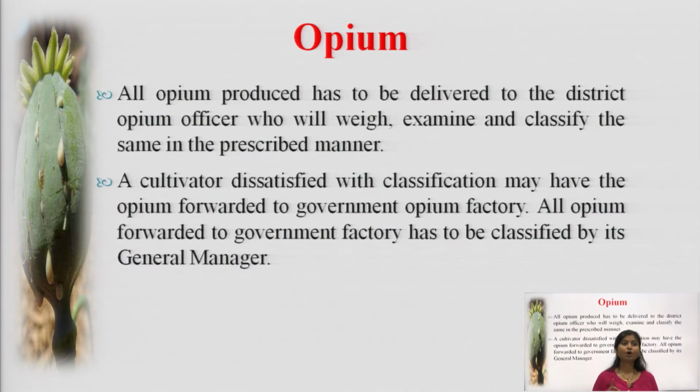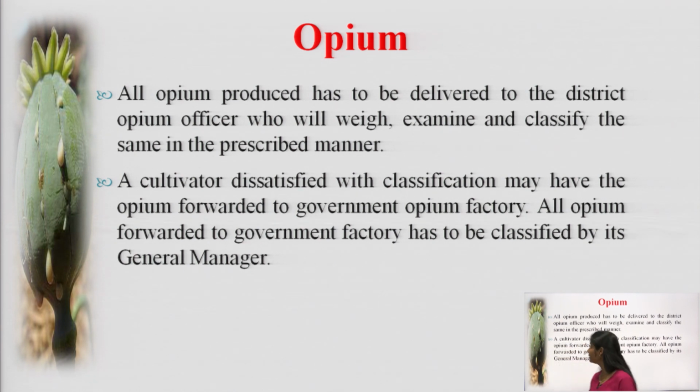After that, all opium produced has to be delivered to the district opium officer, who will weigh, examine and classify it in the prescribed manner. When the Lambardar has seen that all the drug has been collected from the capsules, the cultivator along with the Lambardar will go to the district opium officer, who will examine it. They will check the quality and the quantity of the drug, and they will pay the cultivator.